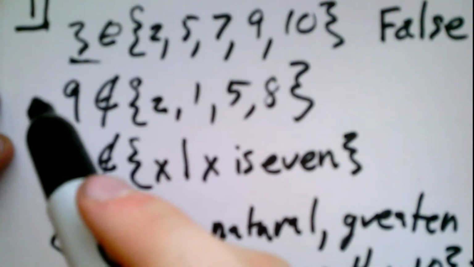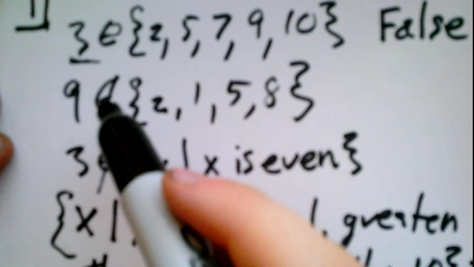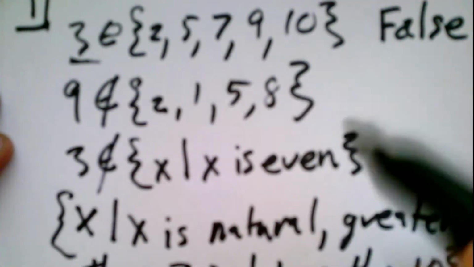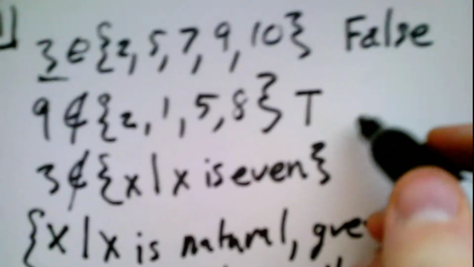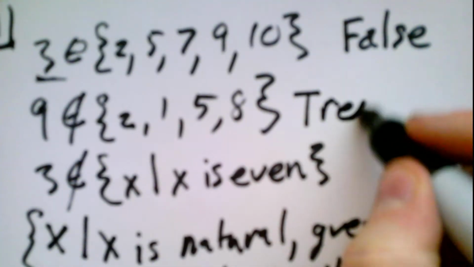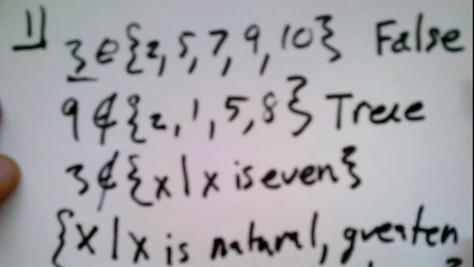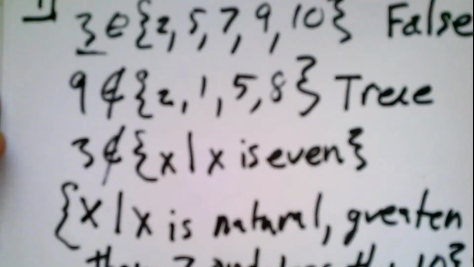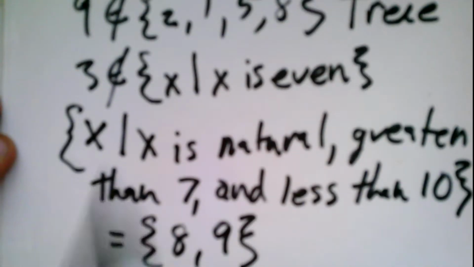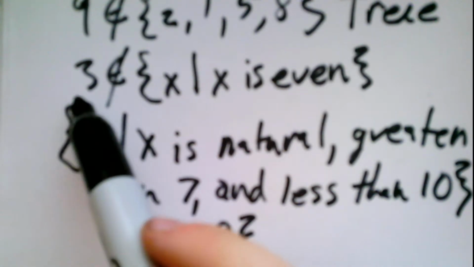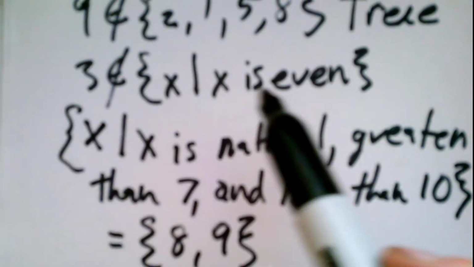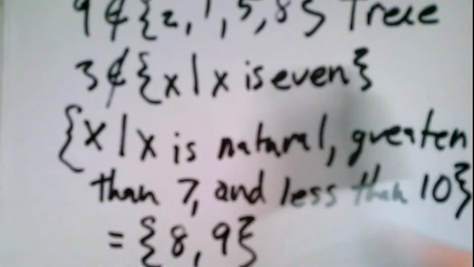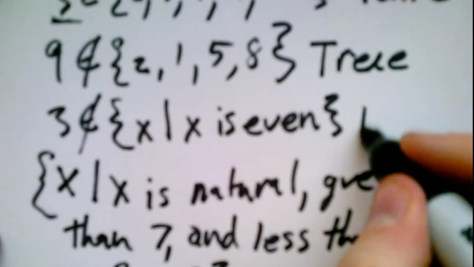So the expression 9 is not an element of 2, 1, 5, 8. This is a true statement. It's true because none of these numbers are 9, so 9 is not in this set. Okay, so we have 3 is not an element of x such that x is even. Well, that's true. 3 is odd, not even, so 3 is not an element of this set. This is true.